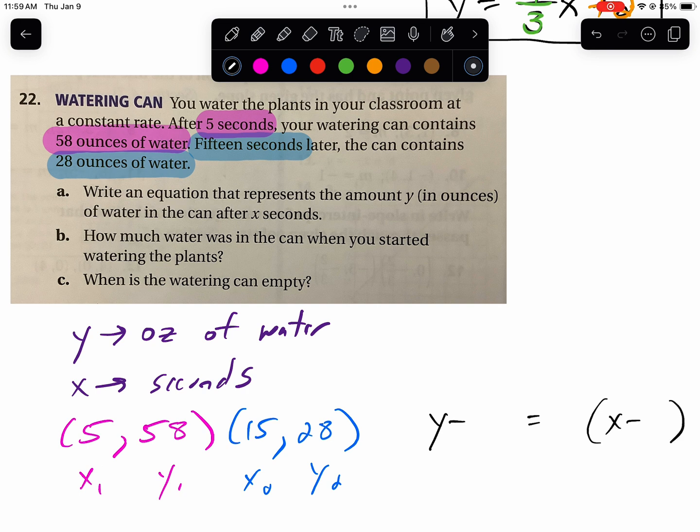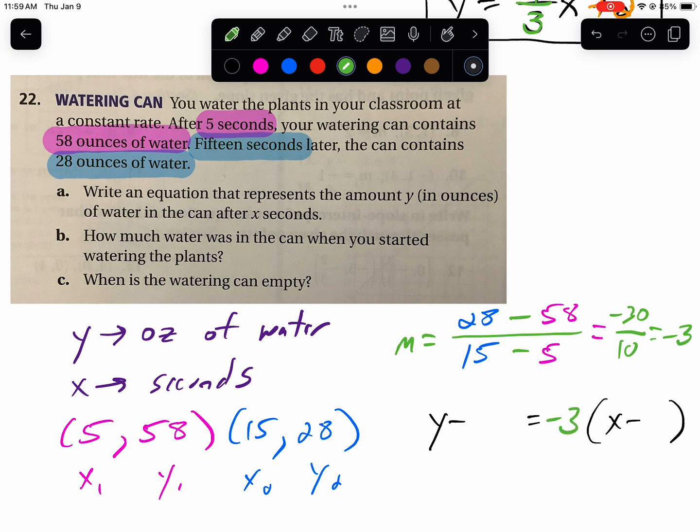So we're going to need to find that m, right? Well, m is going to be y2 minus y1 over x2 minus x1. Okay, well 28 minus 58 is negative 30. 15 minus 5 is 10, so this simplifies down to negative 3 for our m. So that goes right in there.